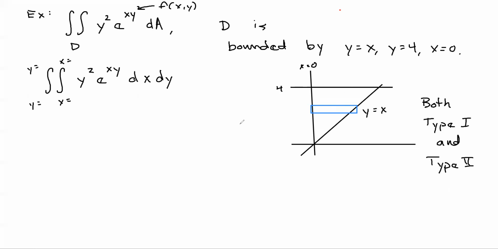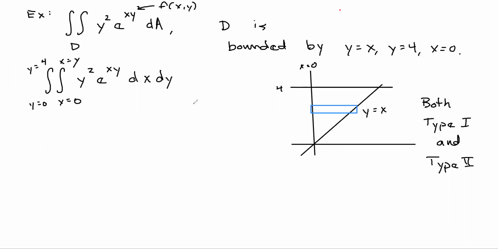If we're using the blue rectangle, then what does that mean? So that means the bottom bound is the left side. The left side is at x equals 0. All right, and then the top bound is the right side. The right side is at x equals y, right? We wrote y equals x, but also x equals y. And then we want to do that from y equals, the bottom is at y equals 0, and the top is at y equals 4.